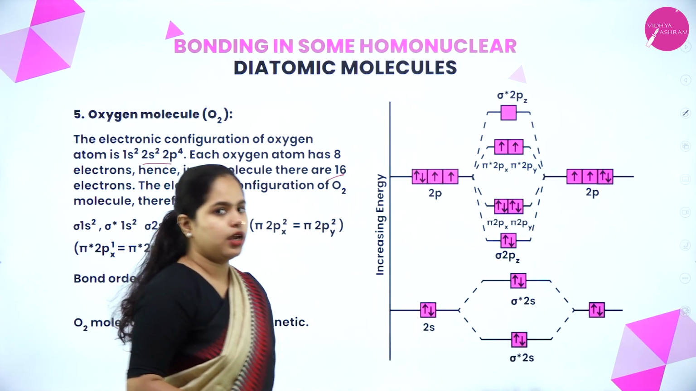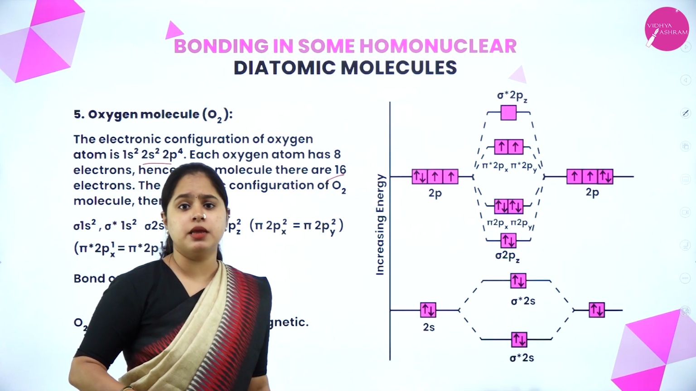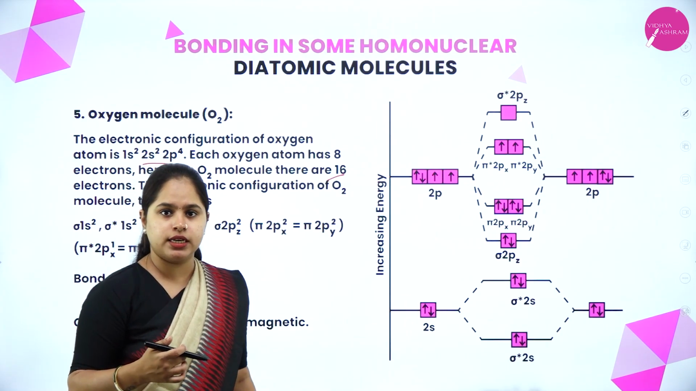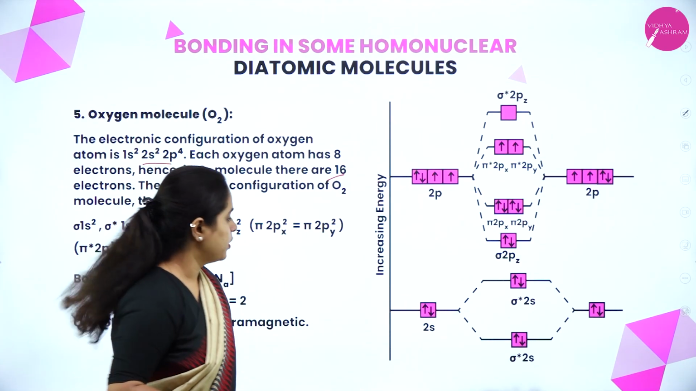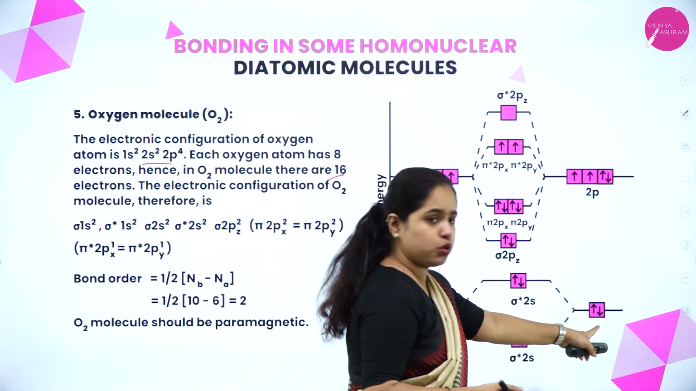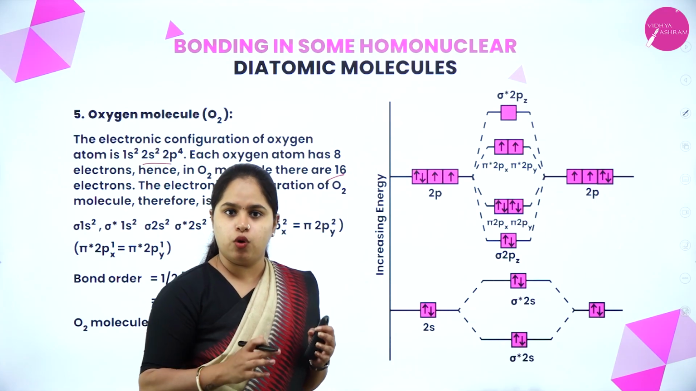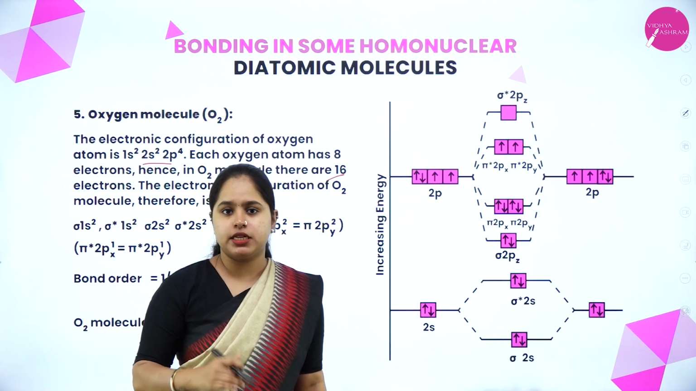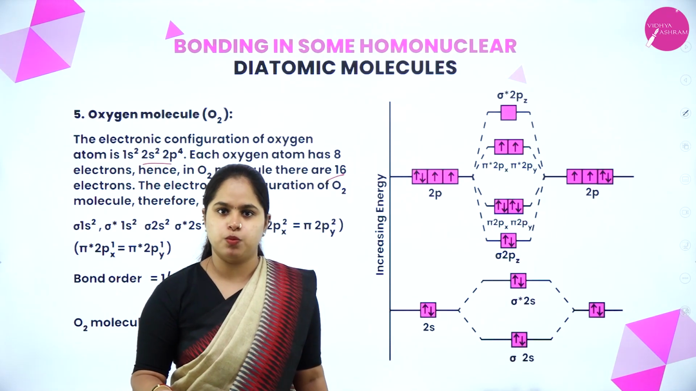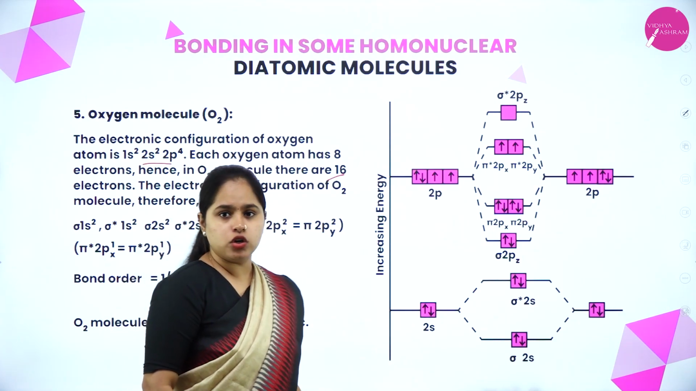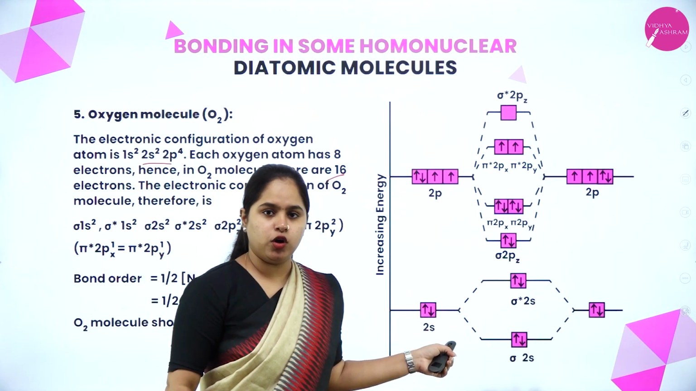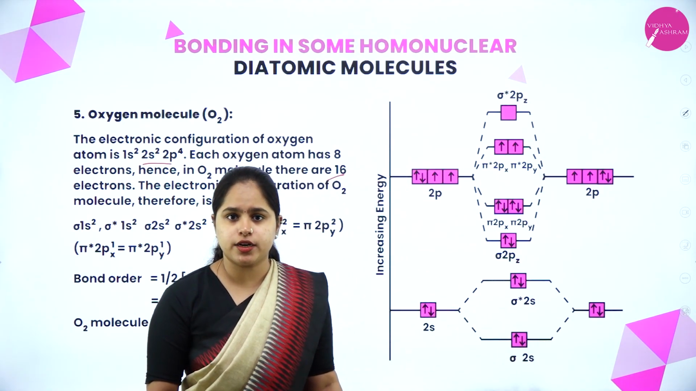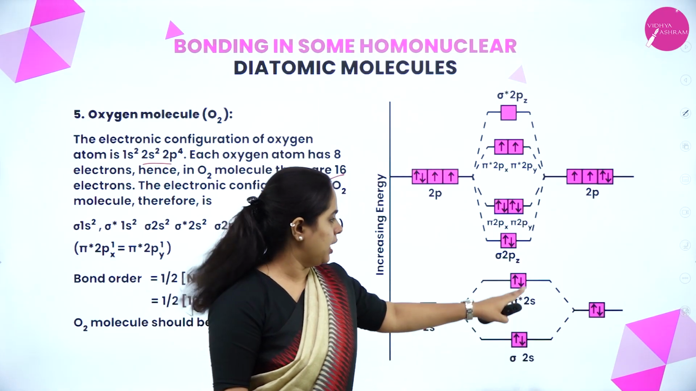So as you can see in the molecular orbital diagram, below this the 1s orbitals are completely filled, that is sigma 1s and sigma star 1s. So we are not representing them. Now coming on to the 2s. In one oxygen atom, 2s is filled with 2 electrons and here also 2 electrons. A total of 4 electrons to be filled, which is filled in sigma 2s and sigma star 2s.